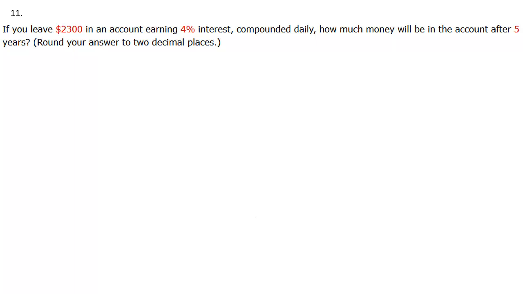Number 11. If you leave $2,300 in an account earning 4% interest compounded daily, how much money will be in the account after 5 years? Round your answer to 2 decimal places. Again, we're still dealing with compound interest, so it's the formula A equals P times that quantity 1 plus R over N raised to the NT.